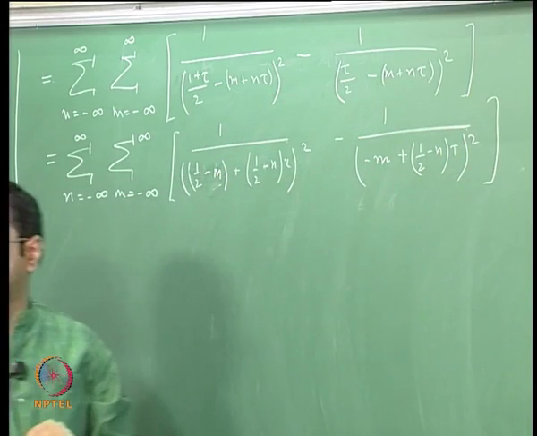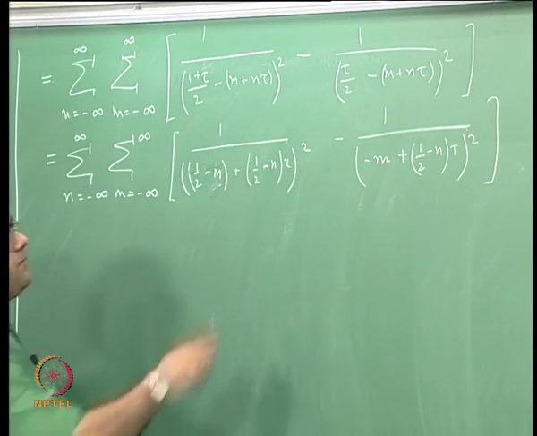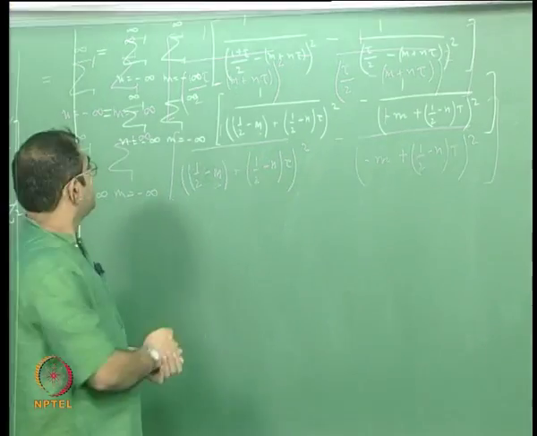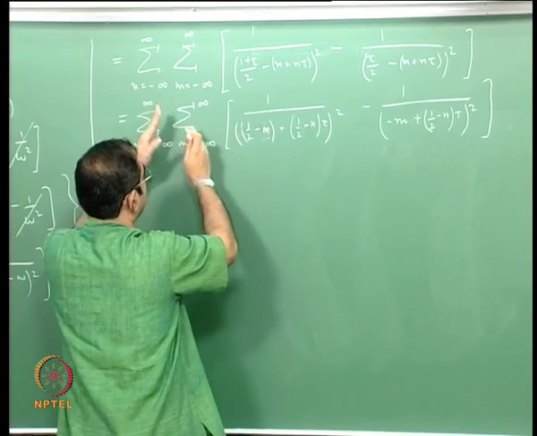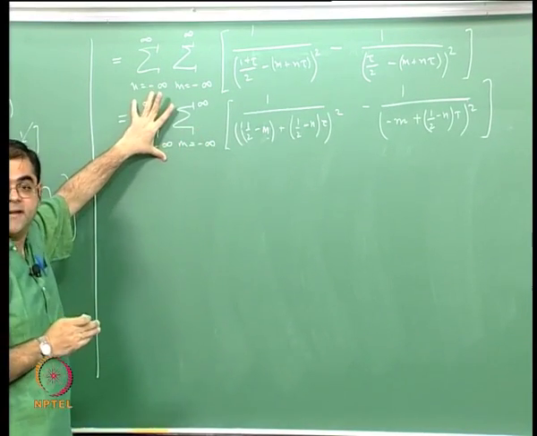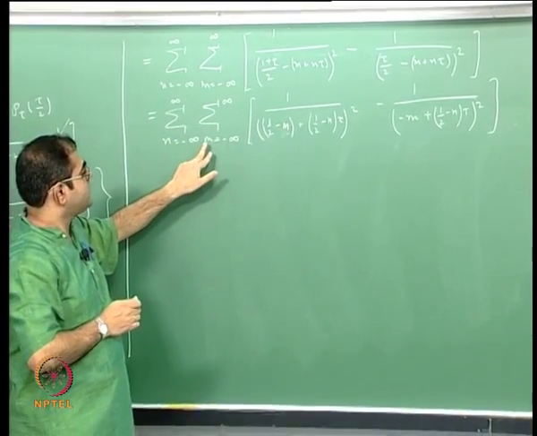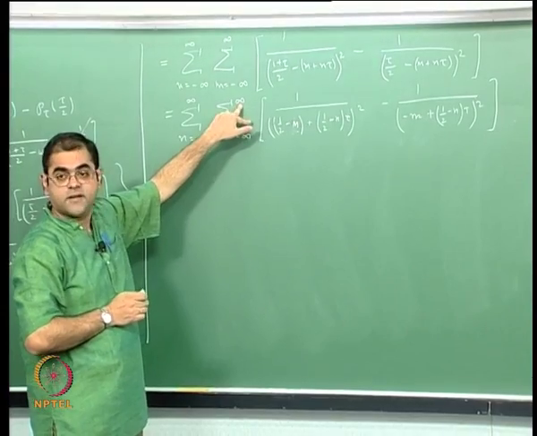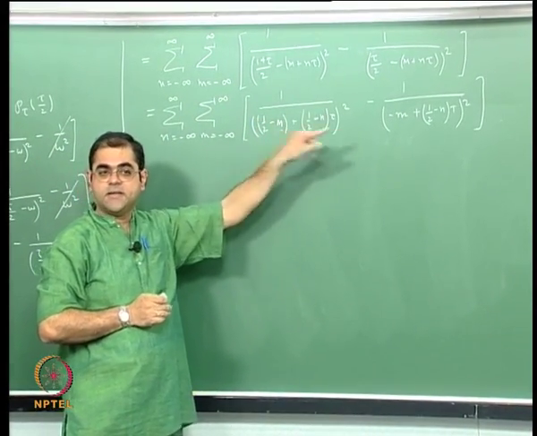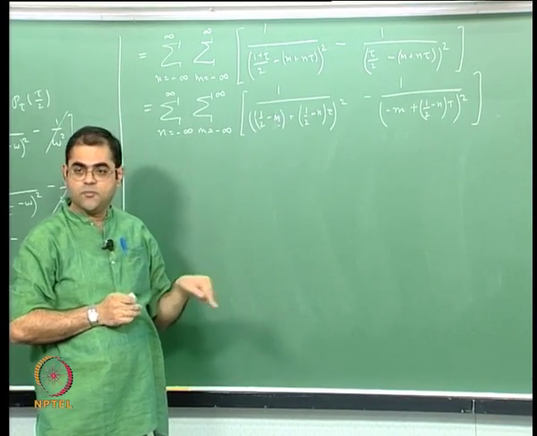This is what I am going to get. And now you see, so now we are in good shape. Forget the outer summation in n, look only at the summation in m, and use the fact that the summation from m equal to minus infinity to infinity of 1 by (m minus z) the whole squared is pi squared by sine squared pi z, which is what we proved.